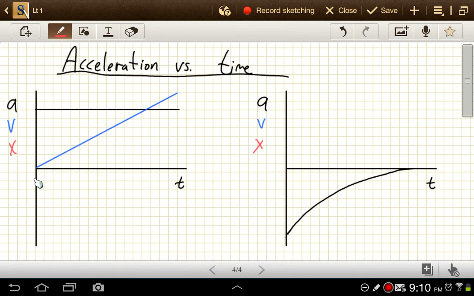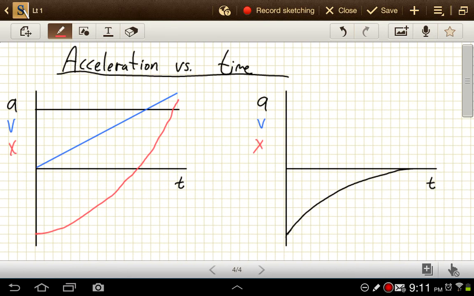So for our position graph, we need to start with a slope of 0 because the velocity is 0, and the slope gradually needs to get bigger and bigger, more and more positive. And again, I don't know where to start my x graph here, so I'm going to start it down low just so I have lots of room to work up here. So we start with a slope of 0, and gradually we need to curve upward more and more, steeper and steeper the whole way out.